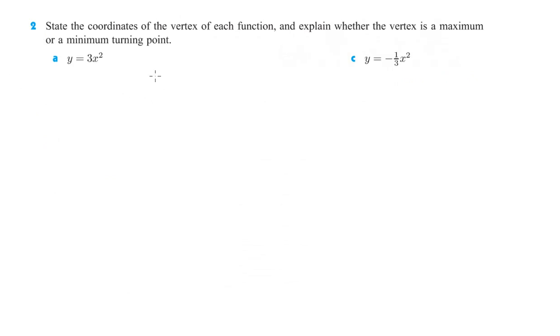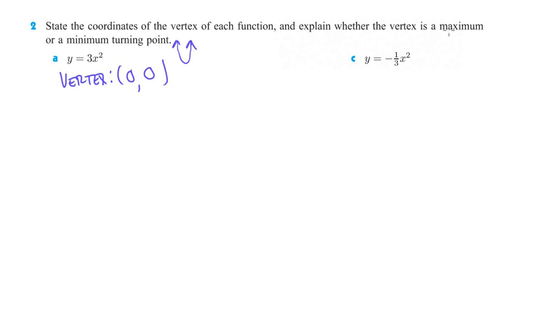State the coordinates of the vertex of each function and explain whether the vertex is a minimum or maximum turning point. Vertex. Okay, now if you think about it, we got our regular vertex of y equals x squared is 0, 0. The only thing we're doing with the 0 is multiplying it by 3. So guess what? It's still 0, 0. Okay? And then since it is positive, it opens up like so.